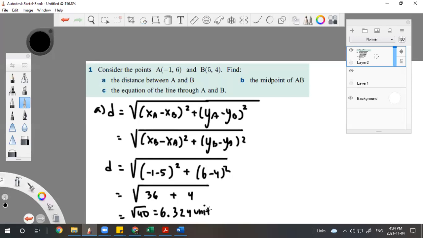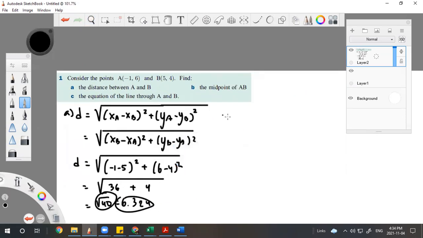Or unit, right? Not meter, not cm, because there is no unit at all. So this will be the answer: 6.324 units. It's either this or this. That's for question A. Question B, midpoint formula.